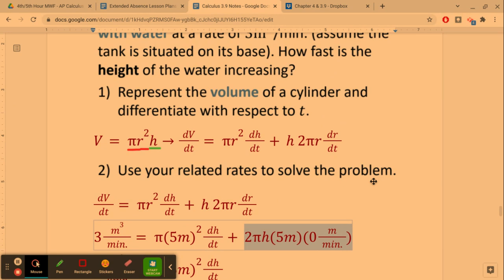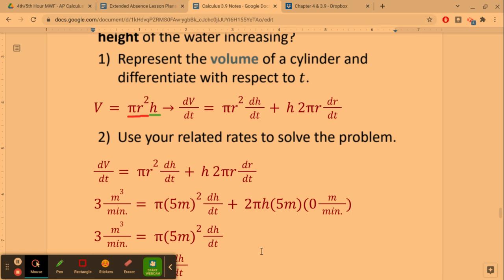Isn't that great? I told you before that the rate of change of the radius being 0 is going to make this problem possible, because you don't know the height, but the height doesn't matter because the radius isn't changing. Yay, product rule. All right, cool. Next step, we eliminate all that I highlighted, and I have 3 meters cubed per minute equal to pi times 5 meters squared dh/dt. It's just a little bit of squaring and a little bit of division.